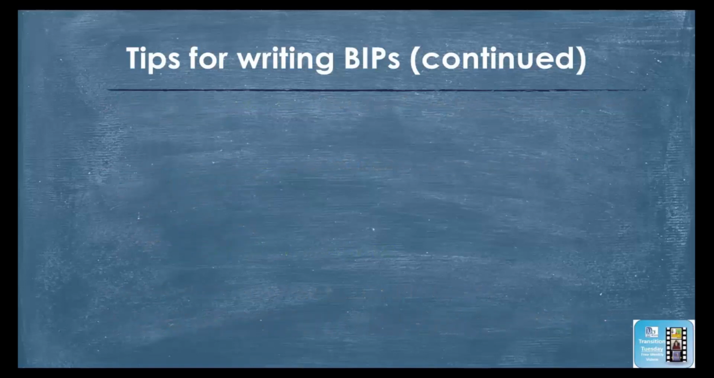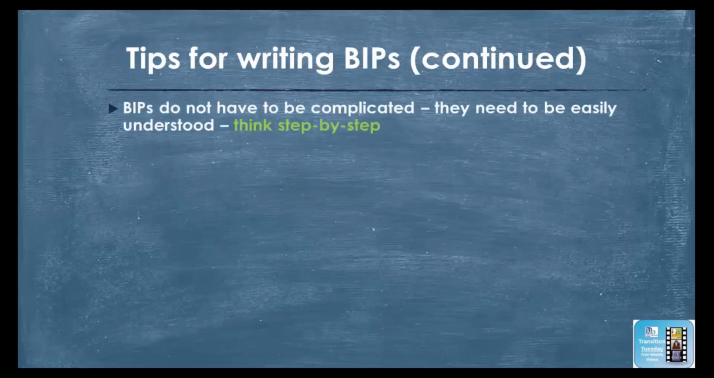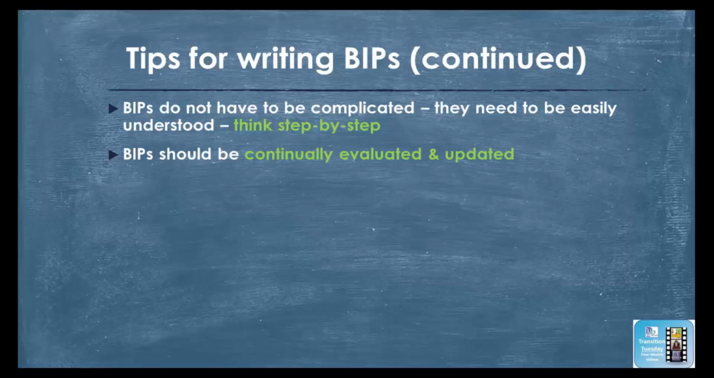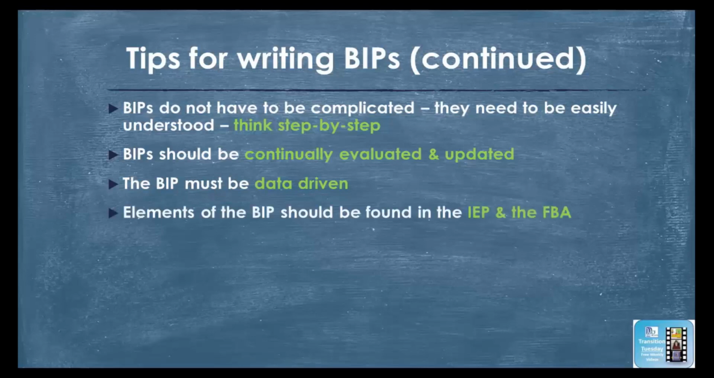Here are some final tips for writing BIPs. BIPs don't have to be complicated. They need to be easily understood. Think step by step. BIPs should be continually evaluated and updated. The BIP must be data-driven. Elements of the BIP should be found in the IEP and the FBA.